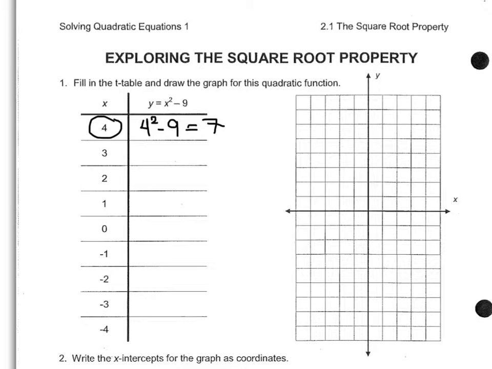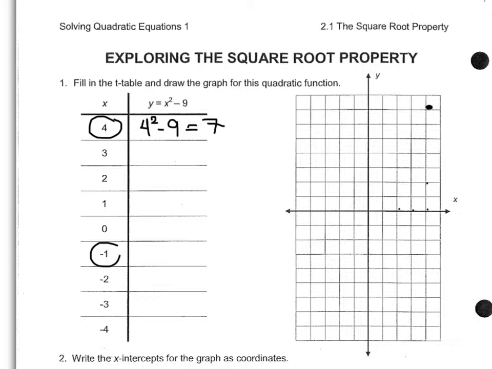So let's go over to the graph and graph that. So we'll go over 4, 1, 2, 3, 4, and then up 7, 1, 2, 3, 4, 5, 6, 7. So there is our first point, okay? I'll do one more with you, and then you're going to finish the table with your partner.